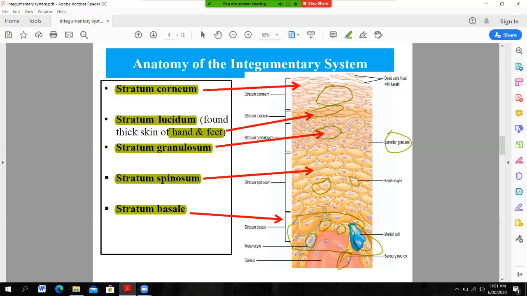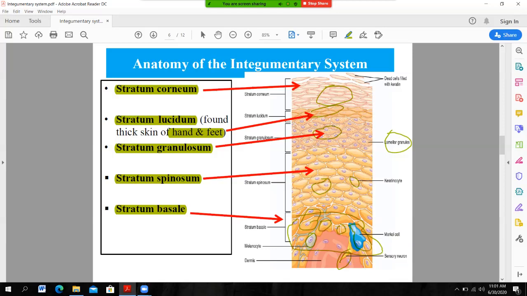So these are the important layers. The important one is the stratum basale, where keratinocytes divide mitotically, producing new cells. There are melanocytes, which produce melanin. Melanin plays an important role in the absorption of UV radiation. There are Merkel cells, which sense light touch.